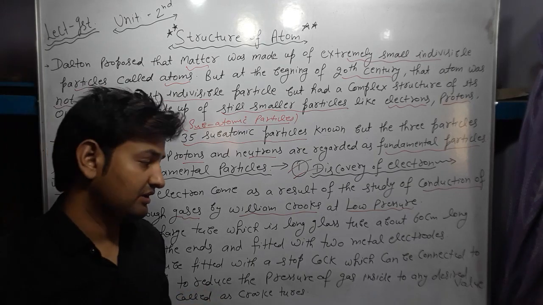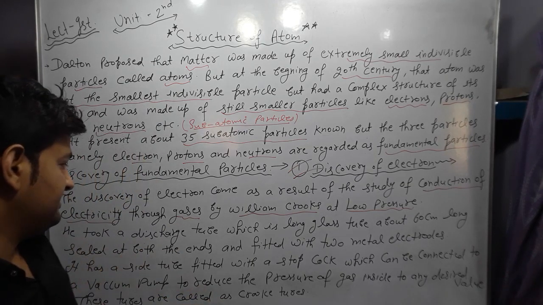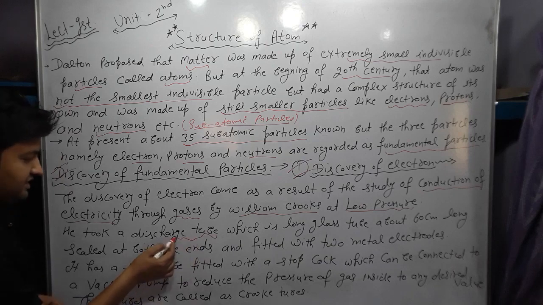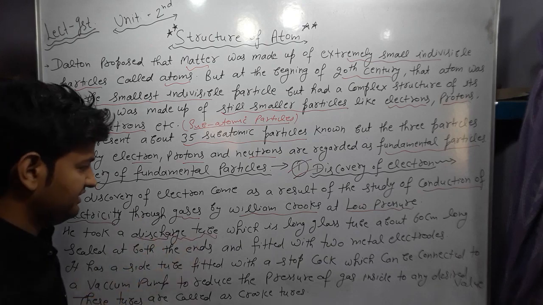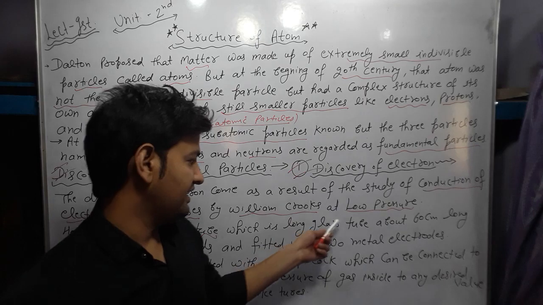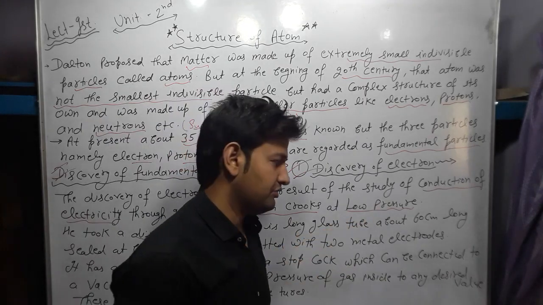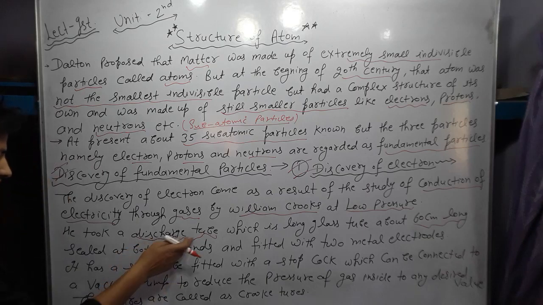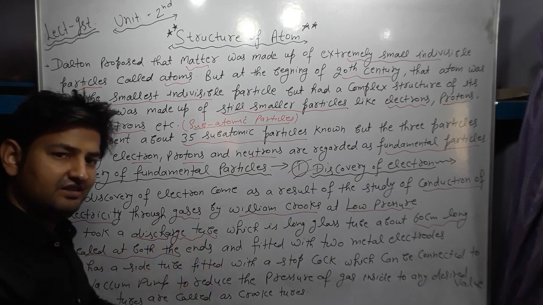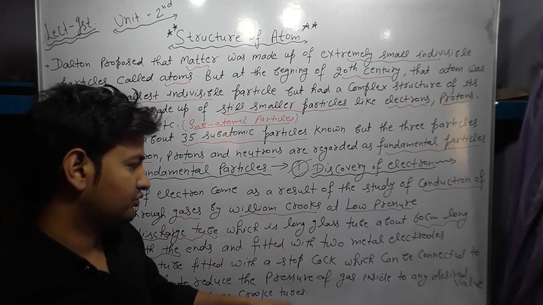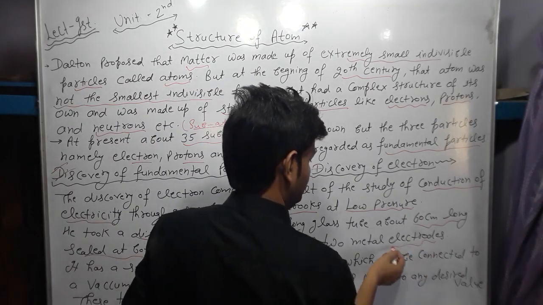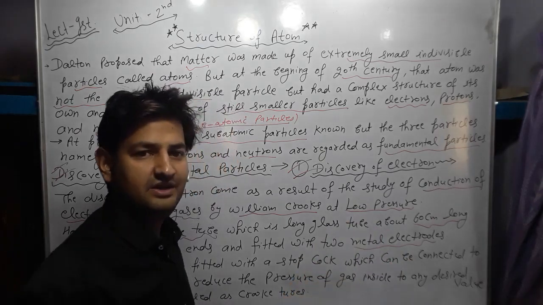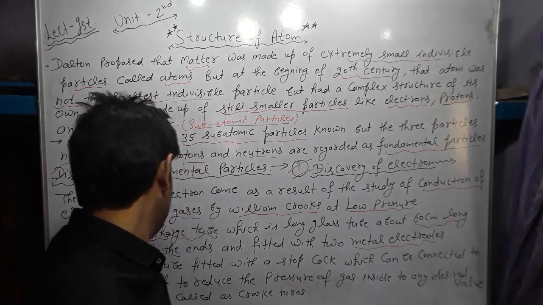This setup included a discharge tube. The discharge tube is made of glass and sealed at both ends; it is a long glass tube. He took about a 60 centimeter long glass tube, called the discharge tube, closed at both ends and fitted with two metal electrodes, one set up at each end of the tube.